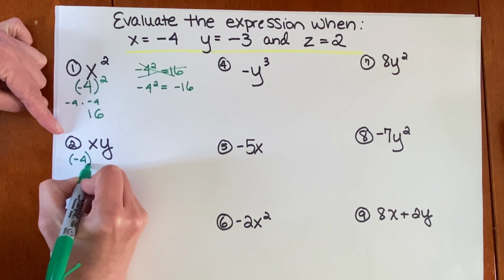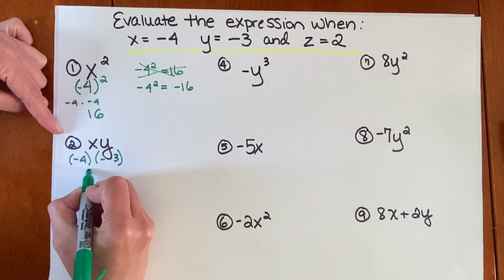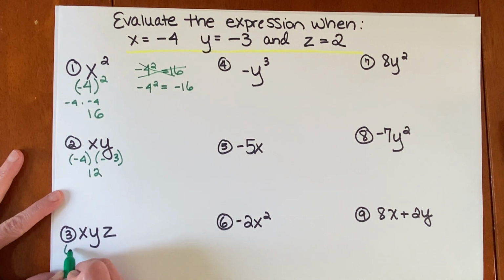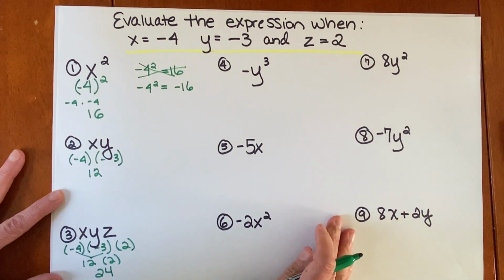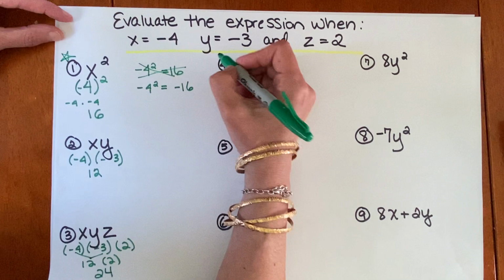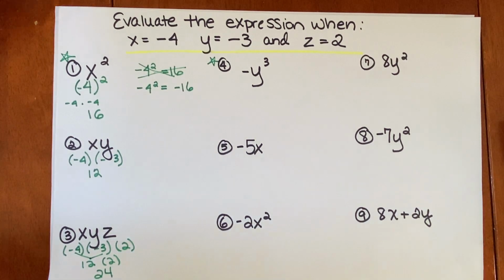X is a package of -4 times Y is a package of -3. -4 times -3 is a +12. I love number 1. Number 2 is too easy. Okay, number 3 means X times Y times Z. -4 times -3 is a +12. 12 times 2 is 24. Probably pretty easy. Okay, so far I love number 1 and I'm going to love number 4. Those are a little easy. I just wanted to make sure you also know how to do some easy ones.